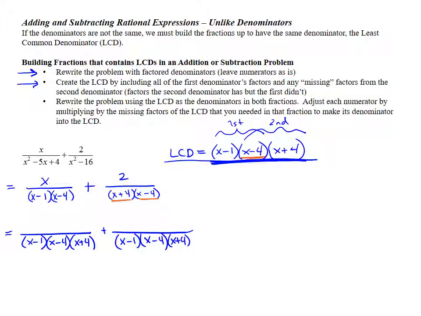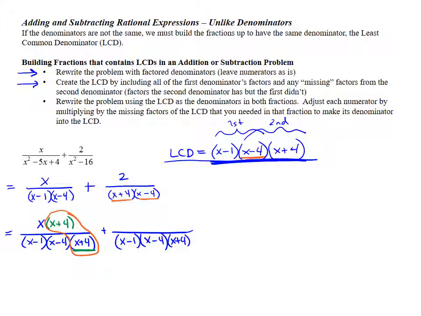Next, what we want to do is think about how to adjust the numerators to compensate for this change. My first numerator had an x, and what I've multiplied into the new denominator is x plus 4. So I need to multiply the x by x plus 4 to balance it out. The idea here is that I'm not changing the value of this fraction, because technically I'm multiplying it by x plus 4 over x plus 4, which is just 1. So I haven't changed the value of it.